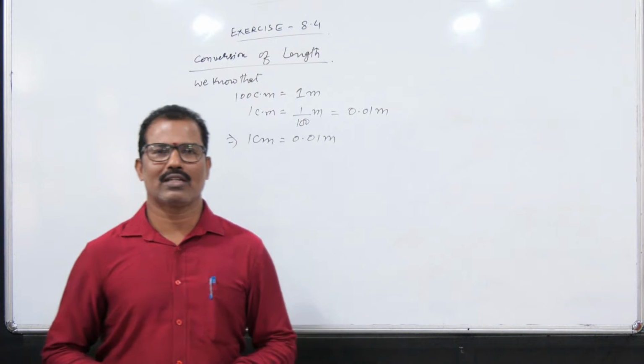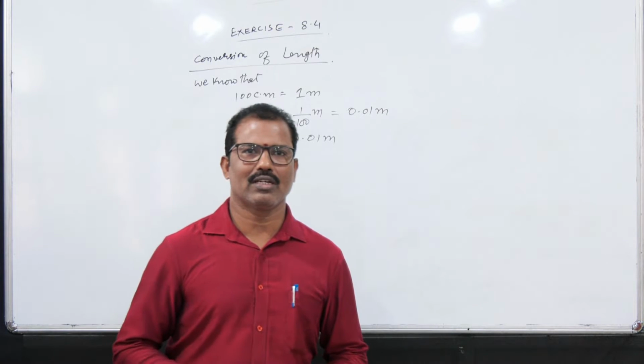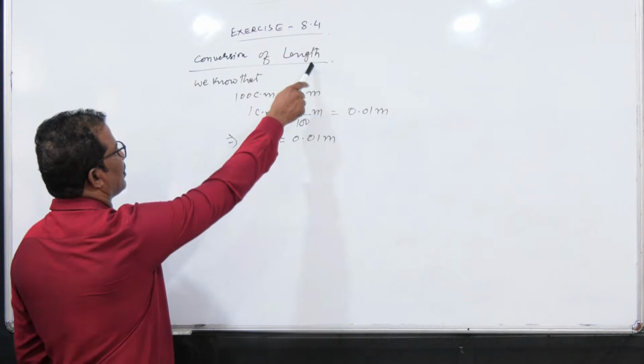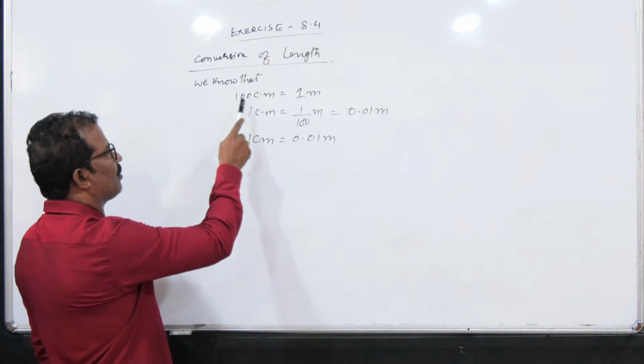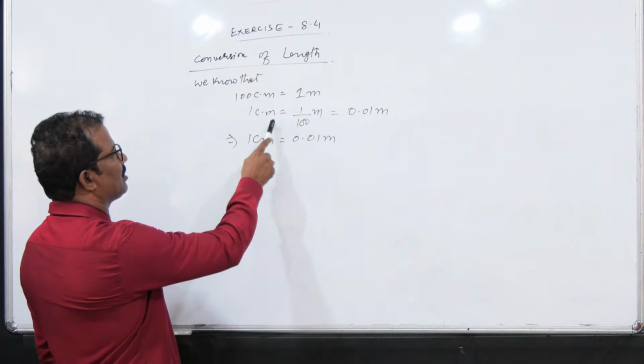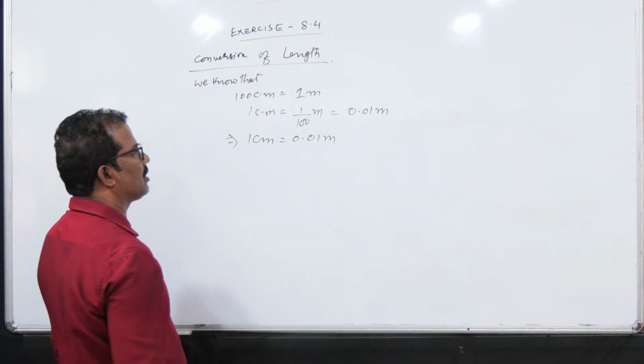Students, before going to start the second question of this exercise, one more new conversion, that is conversion of length. In this we know that 100 centimeters is equal to 1 meter. Then 1 centimeter is equal to 1 by 100 meter.